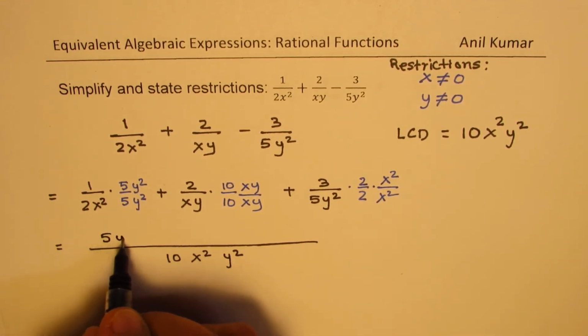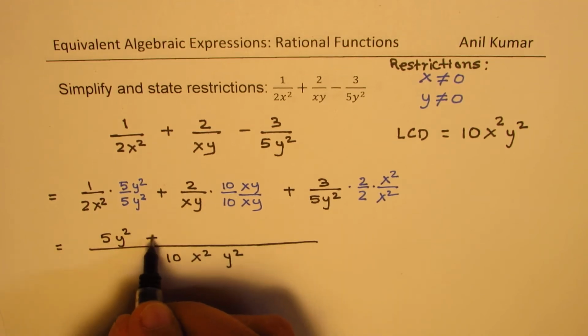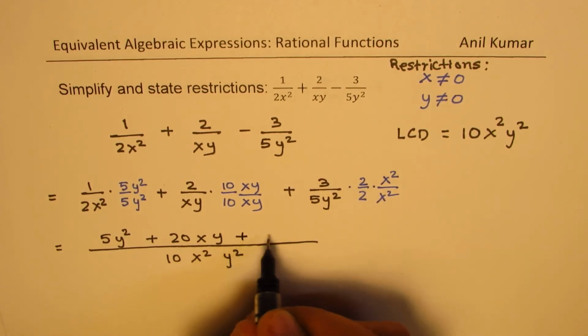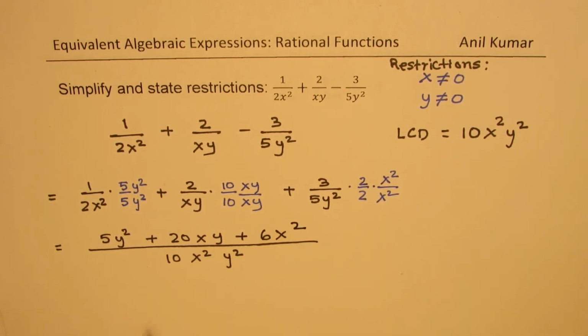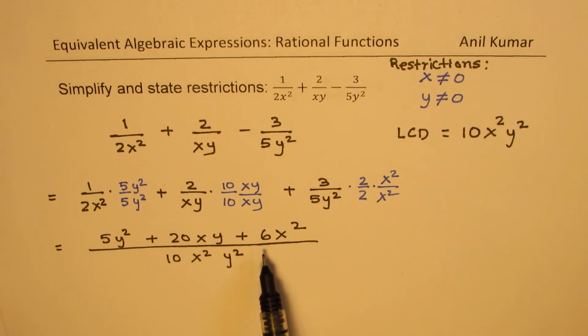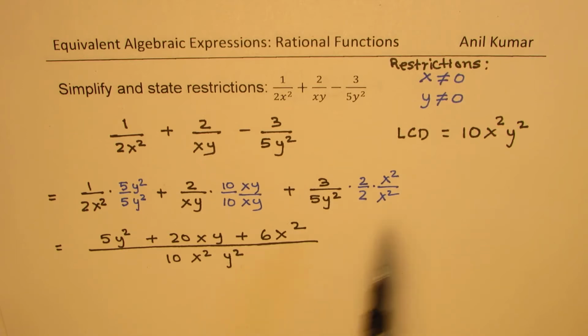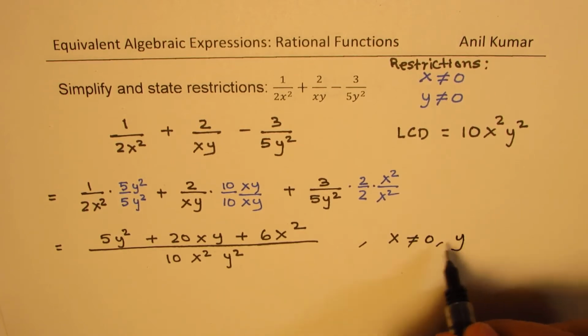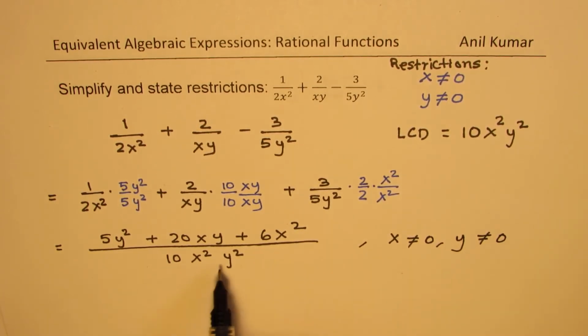Numerator gives us 5y squared, and that gives us plus 20xy, and here we get 3 times 2 as 6x squared, correct? So that becomes our numerator, and this is the result of adding and subtracting these rational functions, correct? This cannot be further simplified, and therefore we are going to leave it right there. So I hope that makes sense. And the restrictions, as I mentioned earlier, here x is not equal to 0 and y is also not equal to 0, since division by 0 is not permitted, correct?